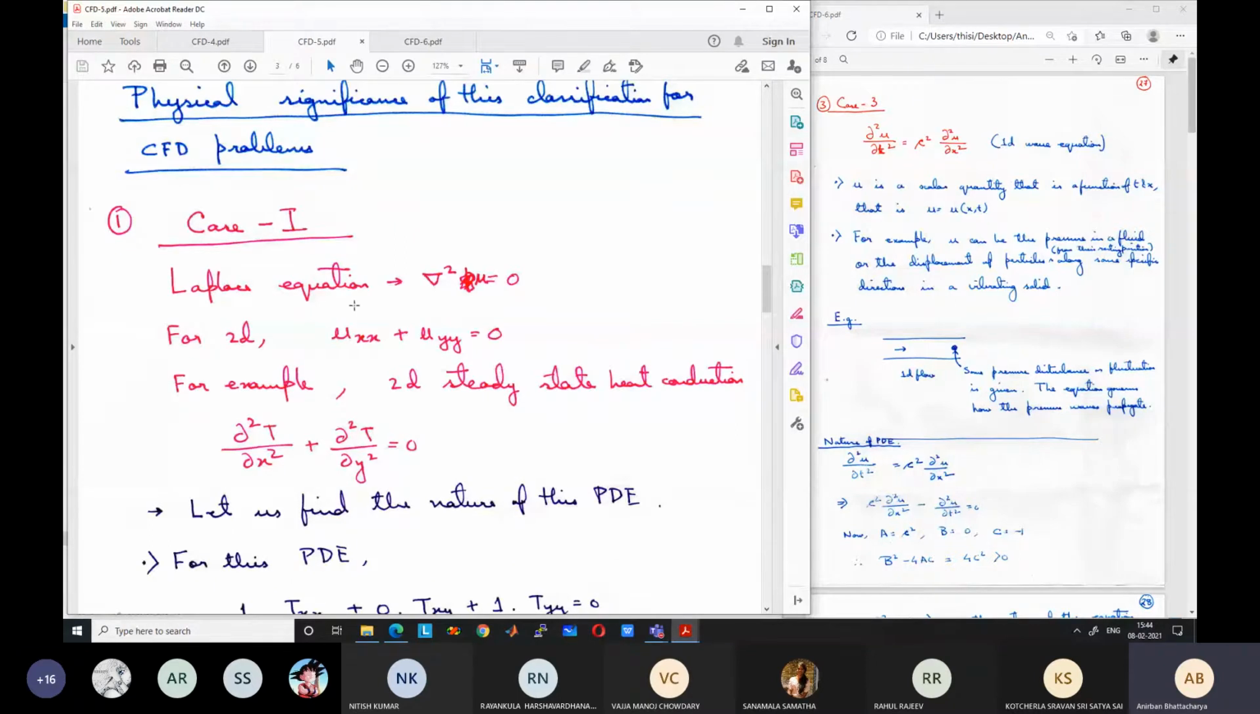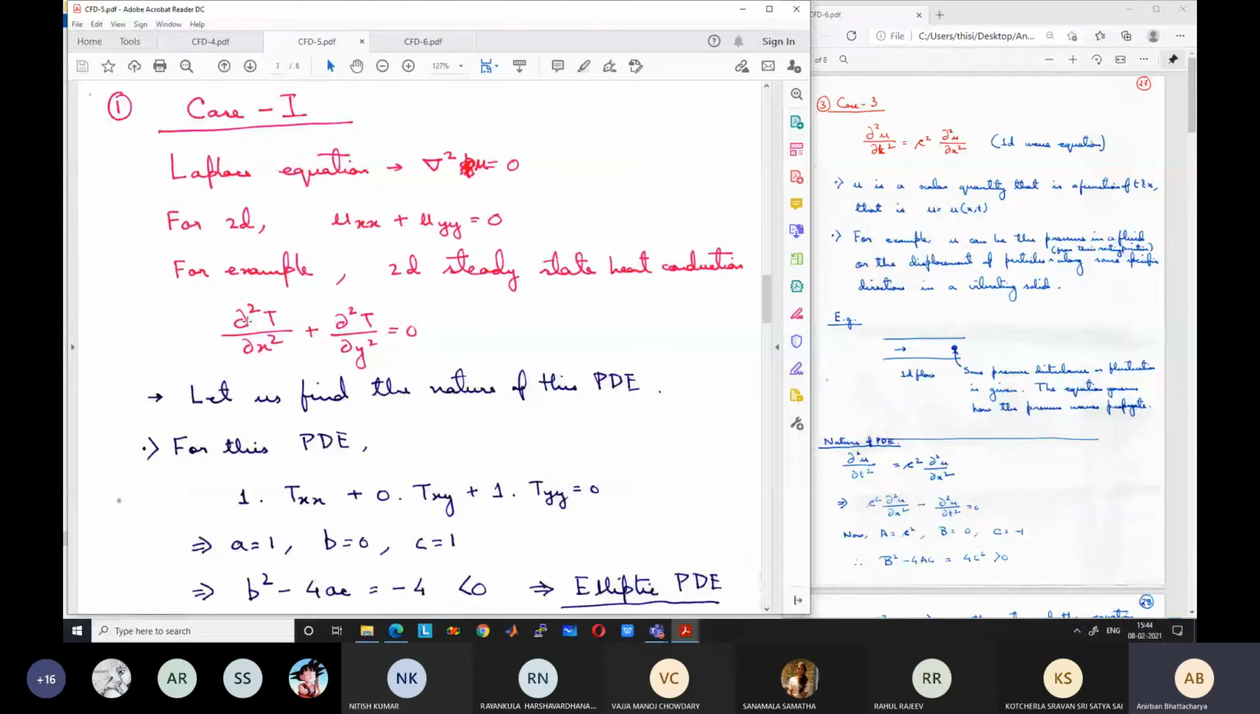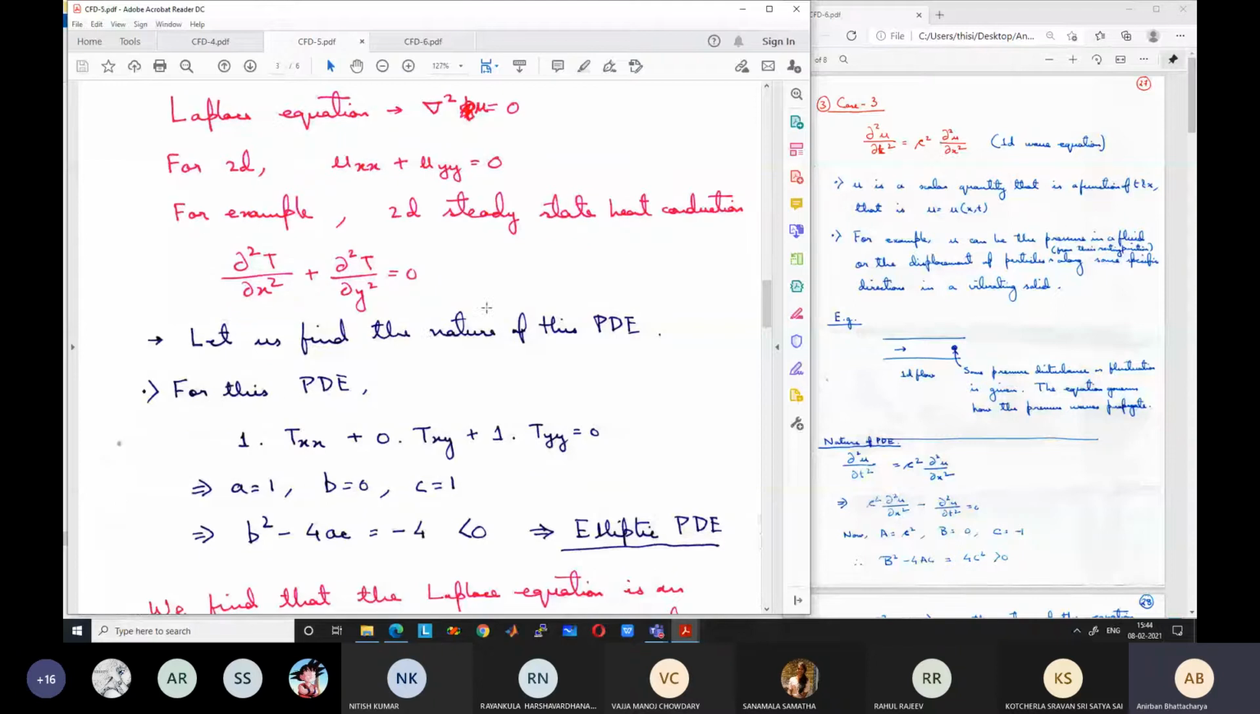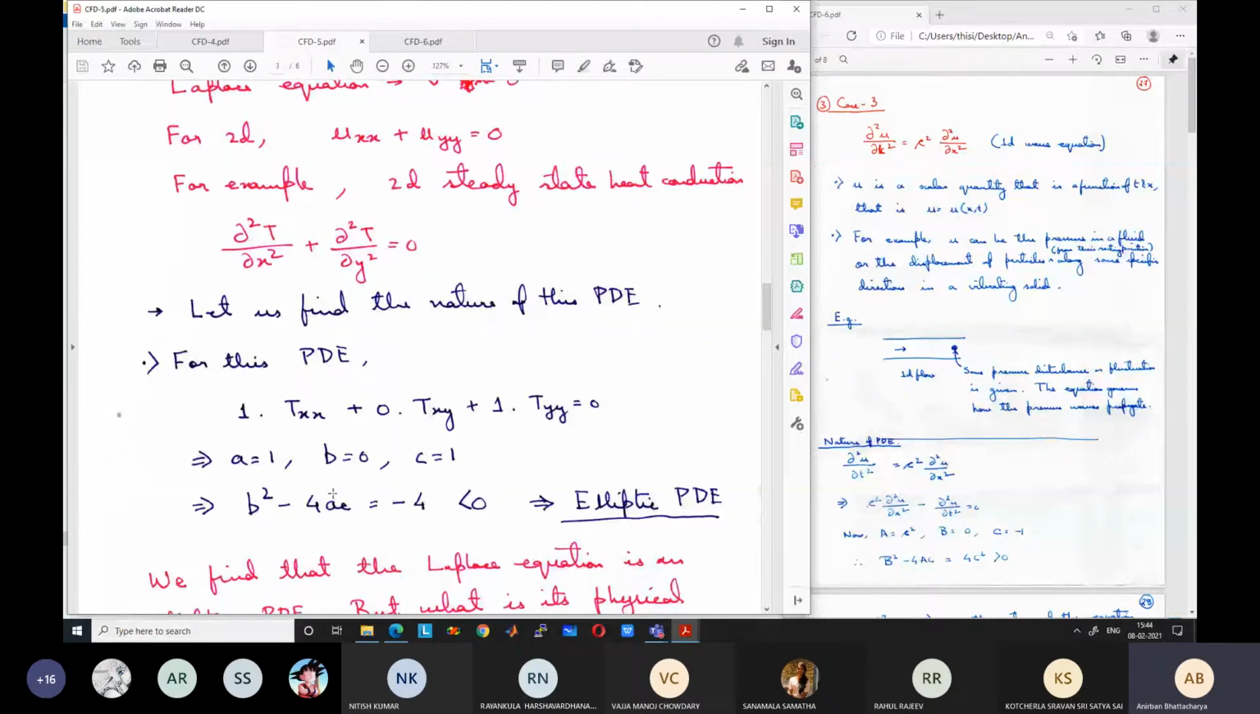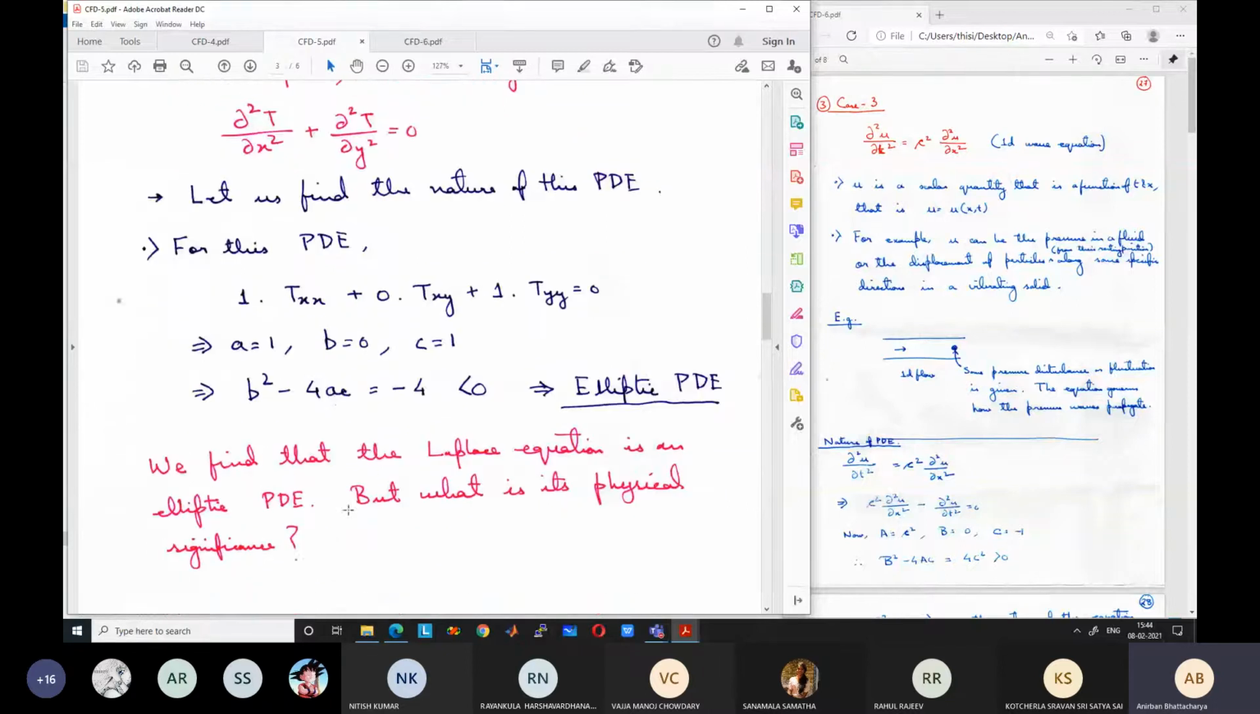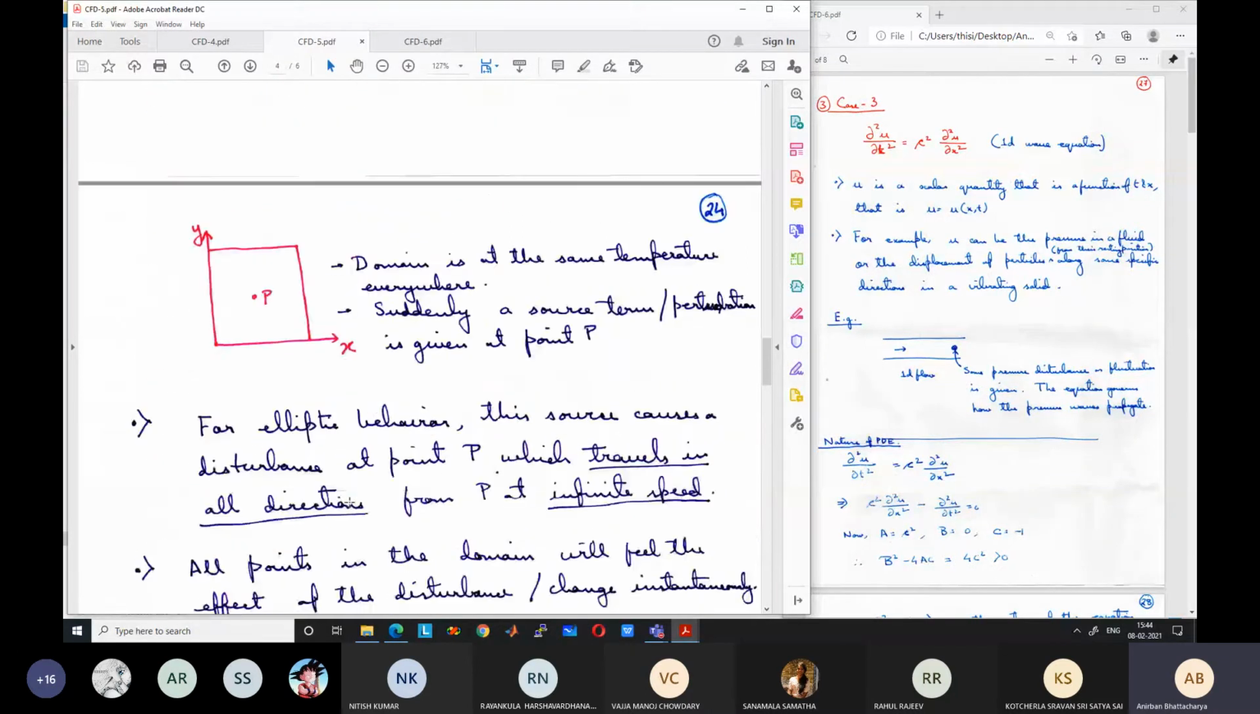I had asked, and some of you answered correctly, that one example of this is the 2D heat conduction problem: del square T by del x square plus del square T by del y square equal to 0. We have seen that this is an elliptic type of PDE based on B square minus 4AC. I'm not going into the details; you can read again because we have already discussed.